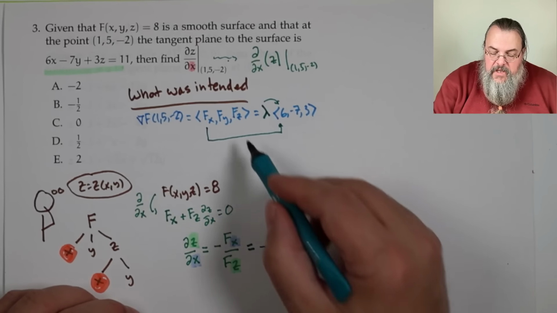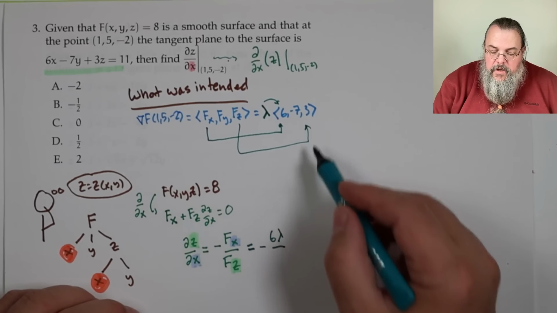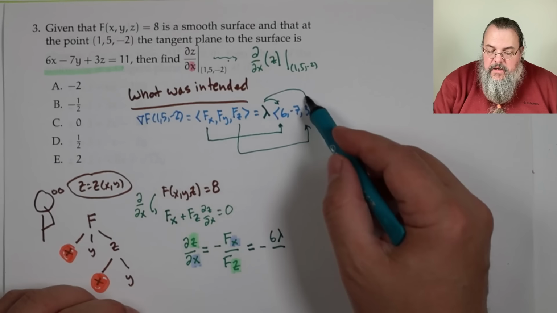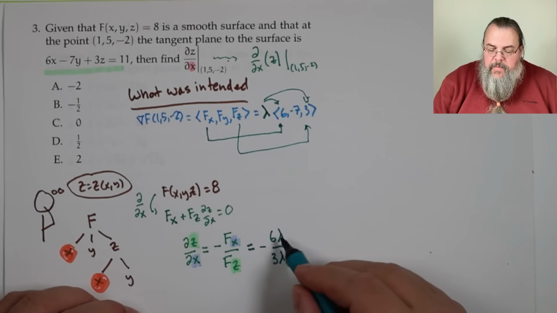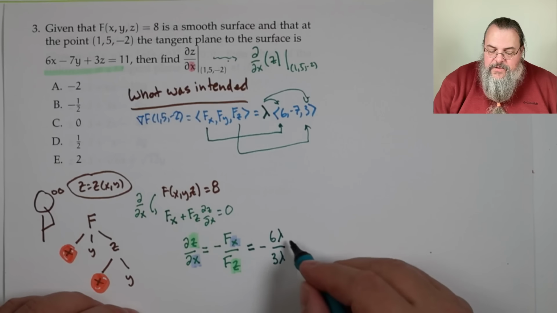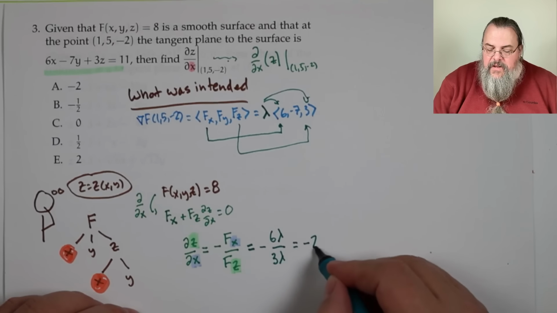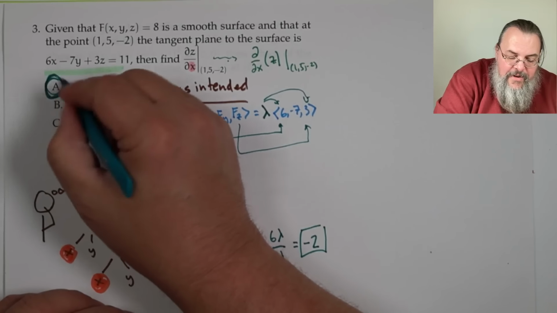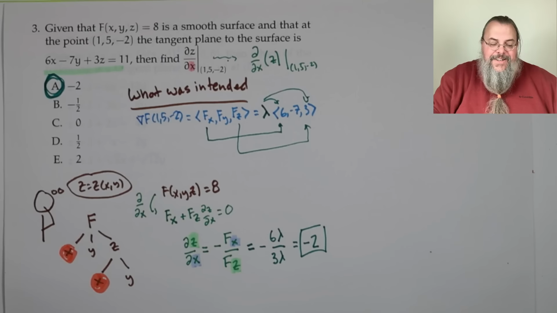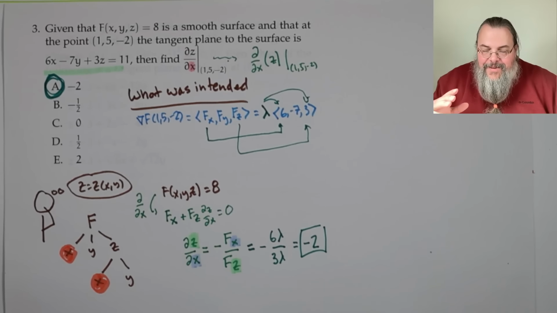And what about fz? Well, again, we go through, that would be 3 lambda. Minus 6 lambda over minus 3 lambda gives us negative 2. And that's the answer. There we go. Now, that's what was intended.